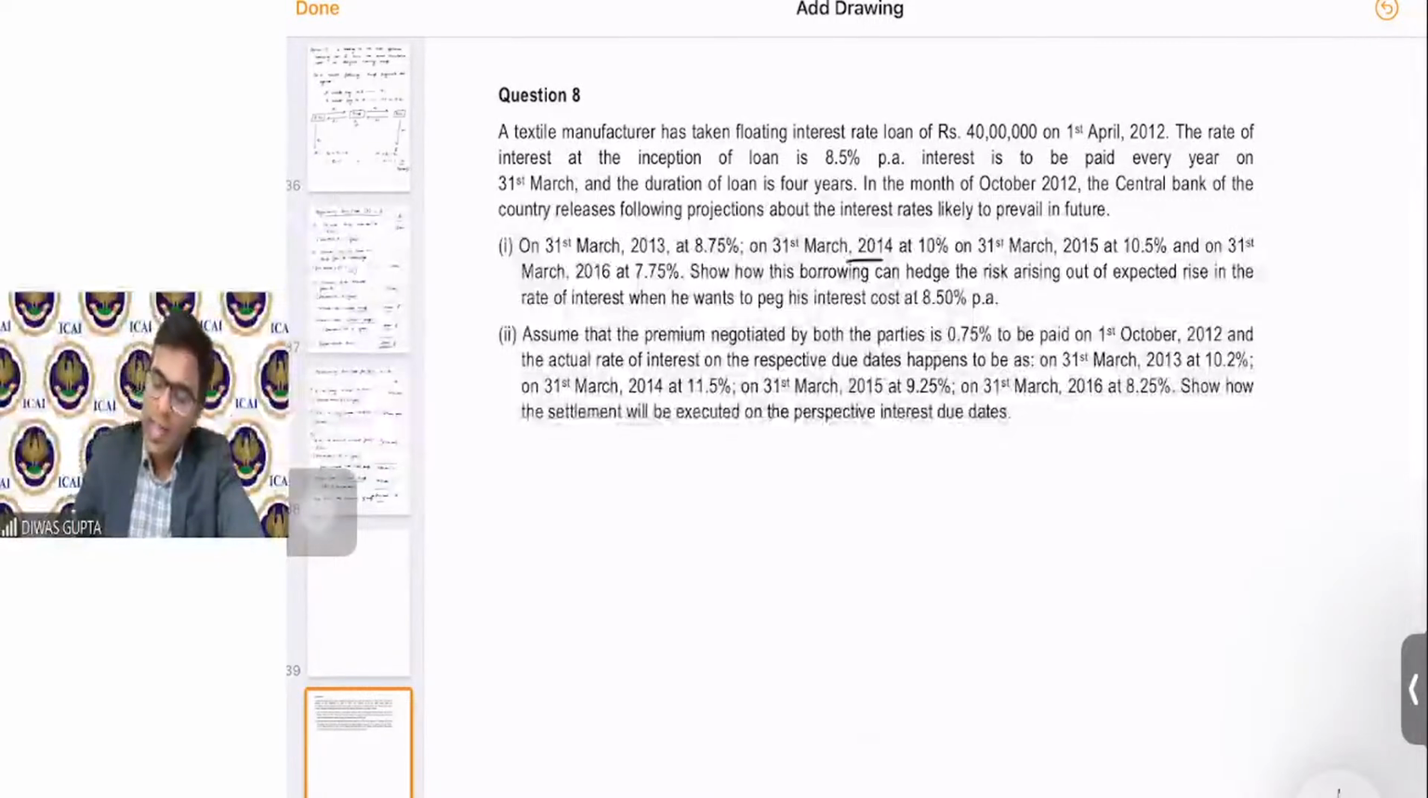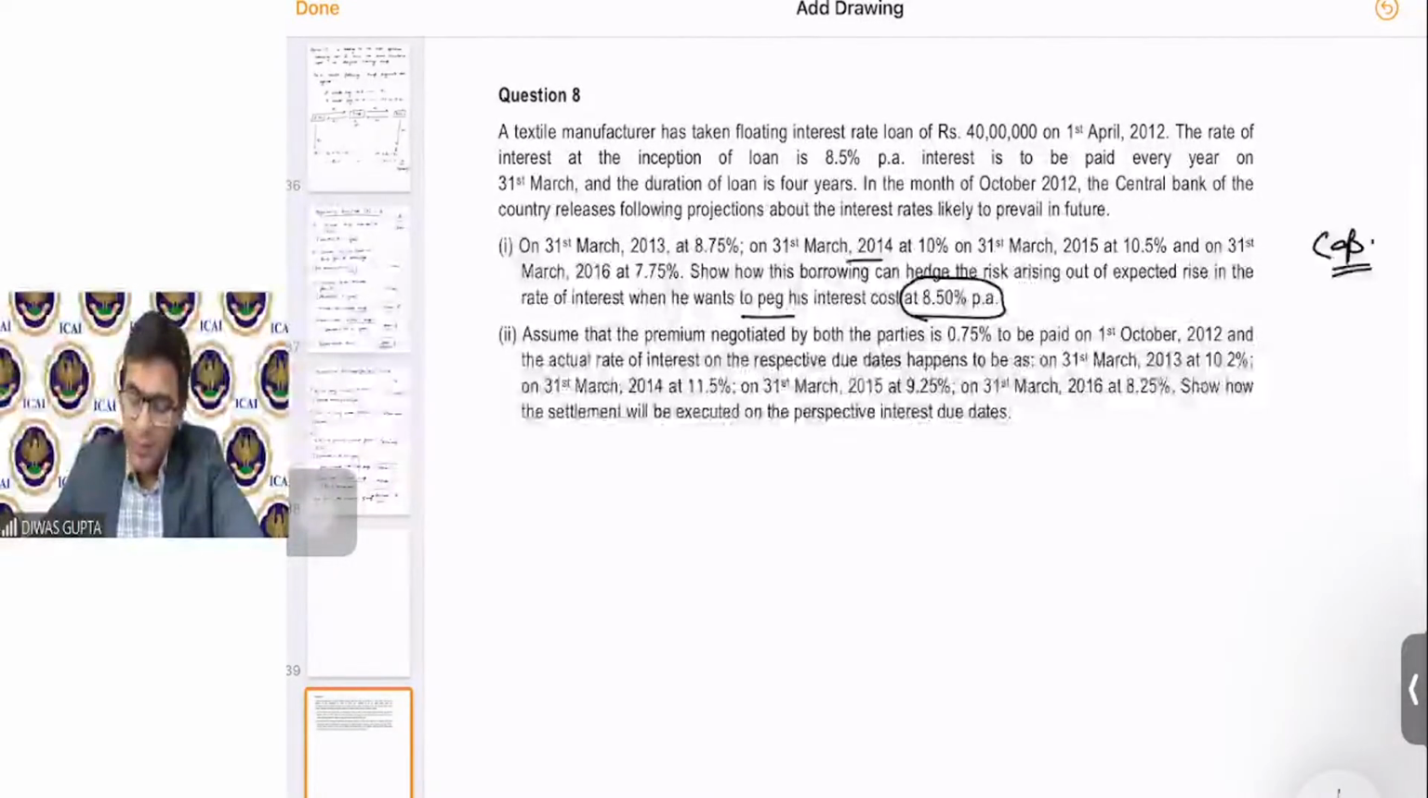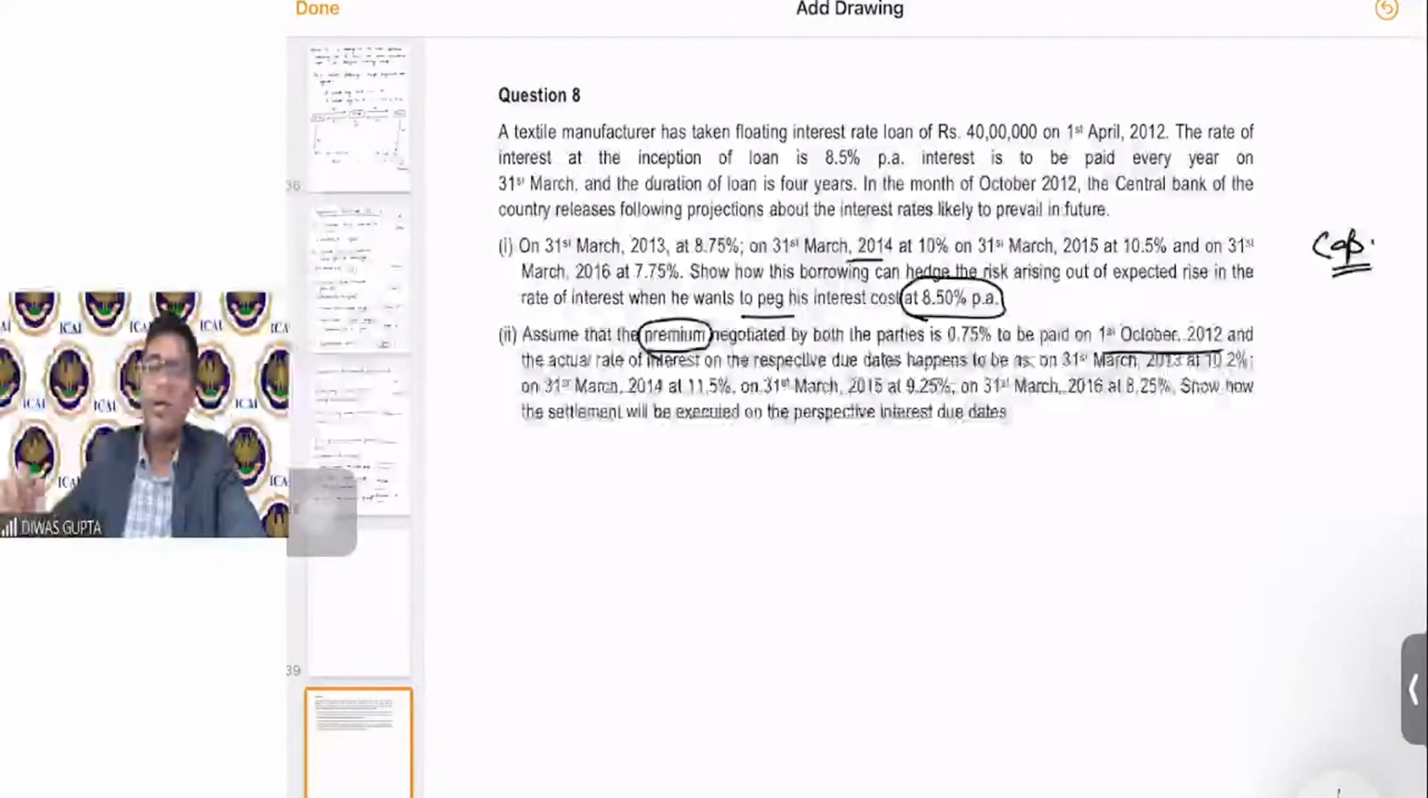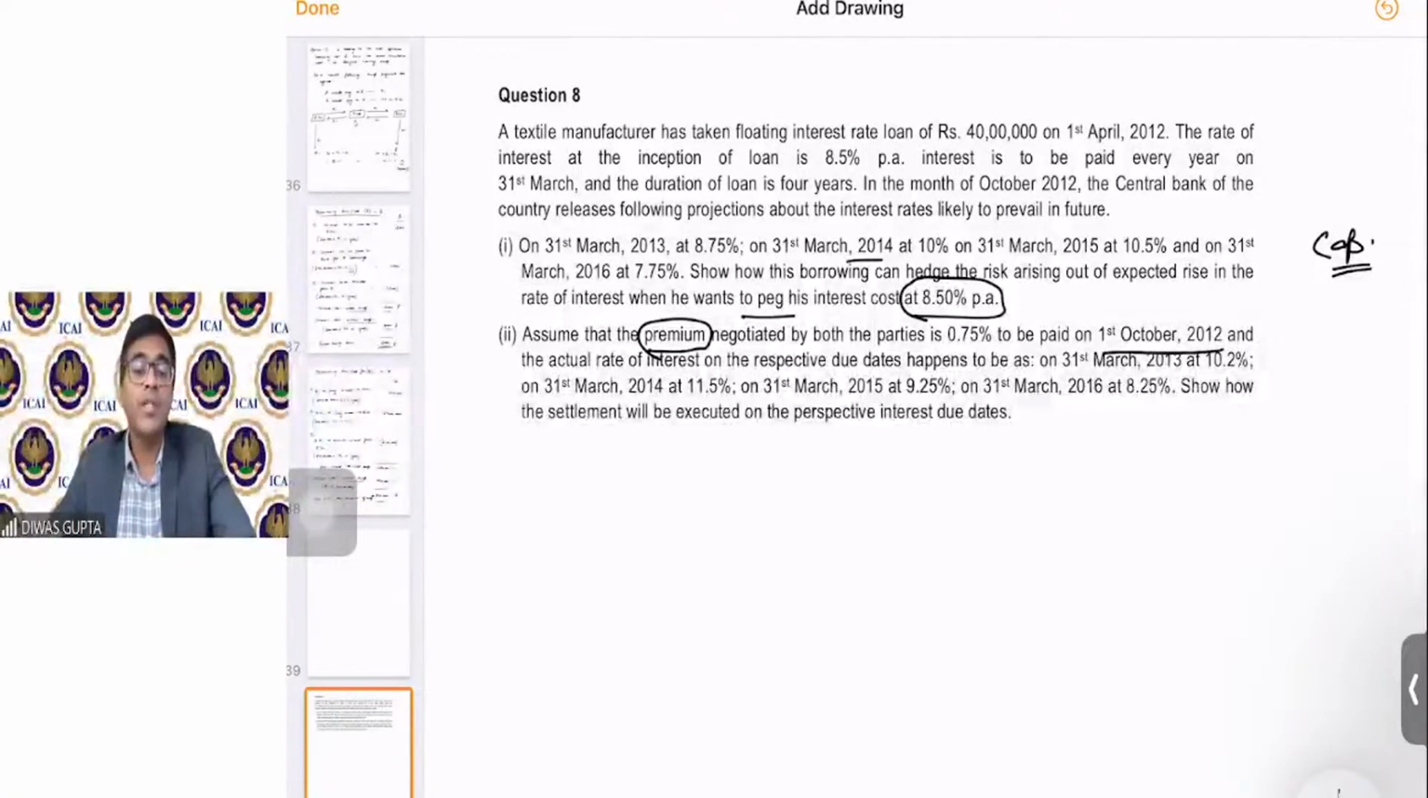His interest cost is 8.5, but he wants to put a cap. Assume that the premium negotiated by both the parties is 0.75% to be paid on 1st October 2012. Now, the question is also suggesting a premium. We are talking about which instrument? Is it forward rate agreement? Is it interest rate futures? Is it interest rate guarantee? Or is it swap?